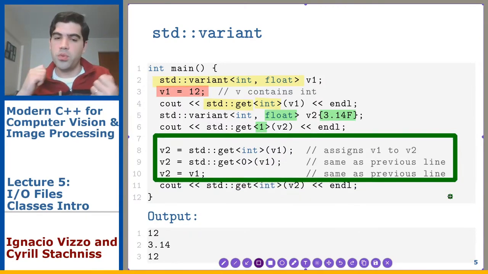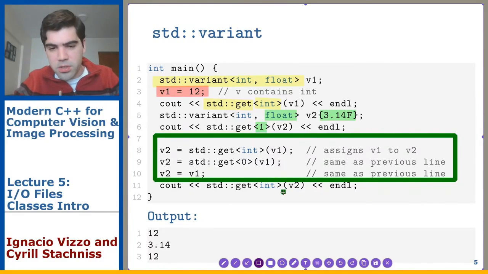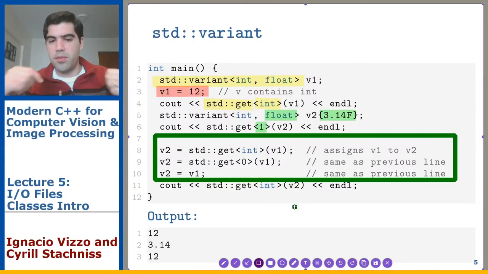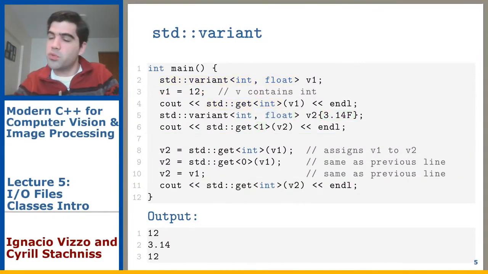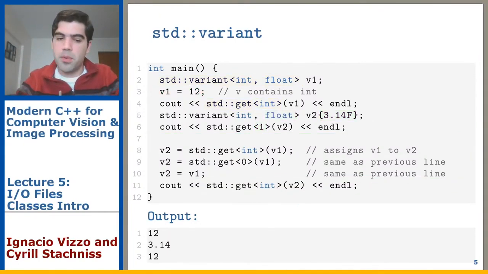So I can do B2 and then copy the integer value of B1, or the 0 value, or just B1, because now we are talking about an integer, and I can also access the integer of B2 like this. If you try to run this example, this is the output of the program. So that's basically a variant. It will be up to you where and how you should use it, but it's just an example of what the utilities of the C++ language are.